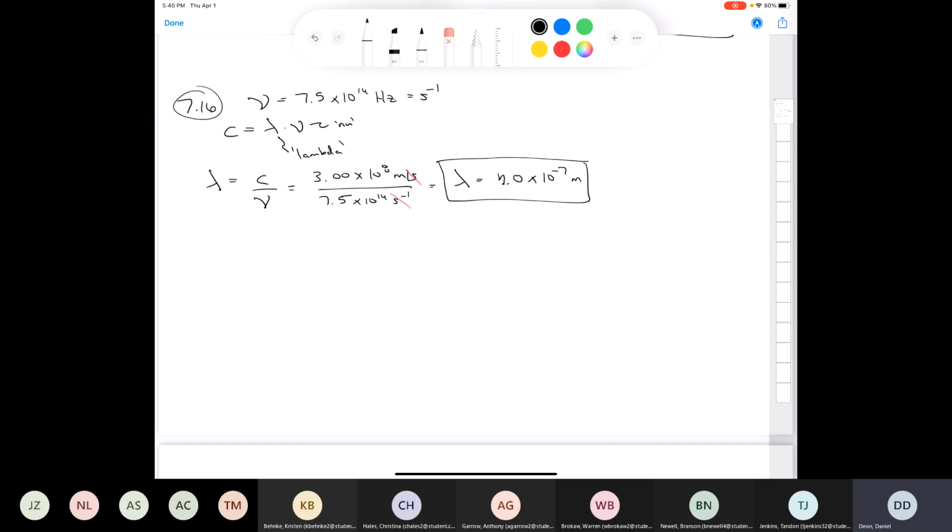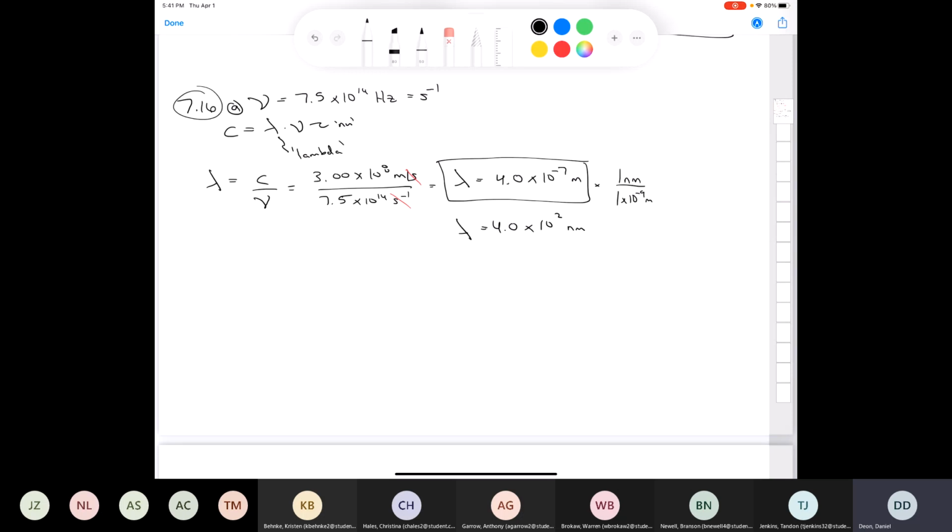If you want to convert that into nanometers, you're going to divide by 1 times 10 to the negative 9. So this is supposed to be a 4, isn't it? Clean that up. There's our 4. So again, in 1 nanometer, we have 1 times 10 to the negative 9 meters. So you could do that conversion, and you end up with a wavelength that is equal to 4.0 times 10 to the power of 2, or 400 nanometers.